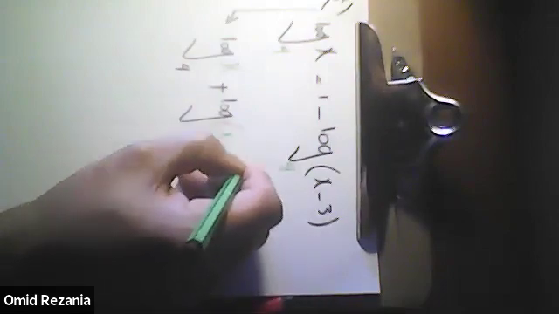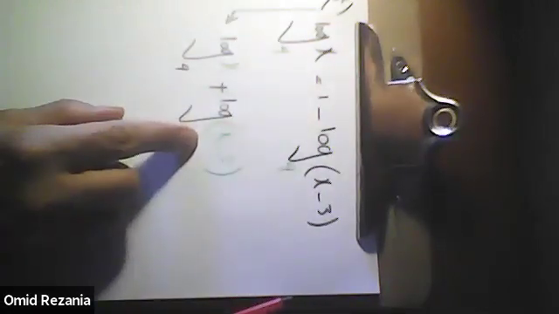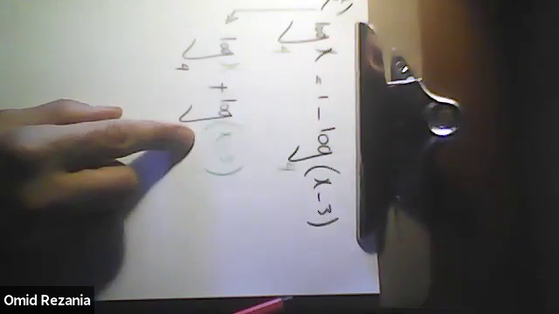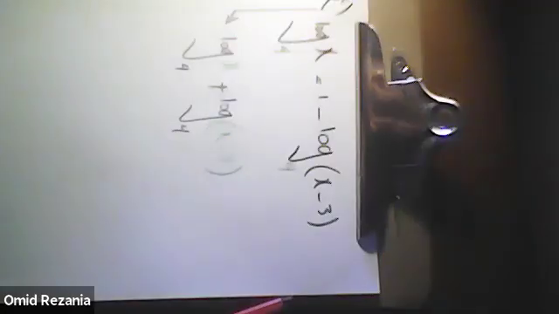x minus 3. Philip, do you see the green color? Is it better than the orange? Yes. Awesome. Still the same base of 4.